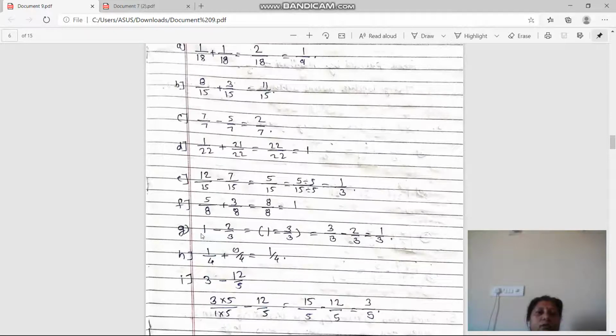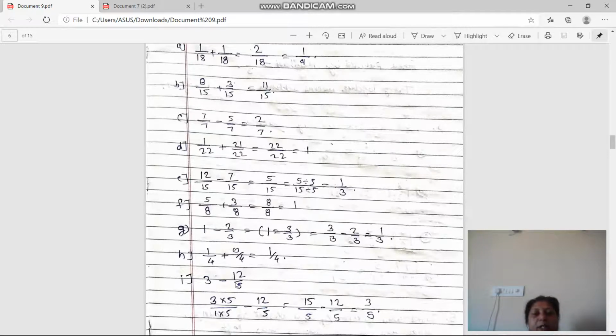Okay. So 1 minus 2 upon 3. So always remember, 1 means 1 upon 1, or we can say 3 upon 3. Get it? So 3 upon 3 minus 2 upon 3 we get 1 upon 3. Okay. So 1 upon 4 plus 0 upon 4. We get the same number, right?